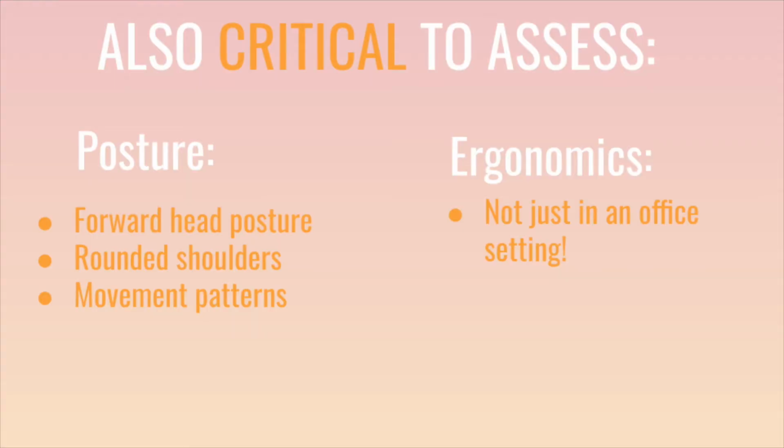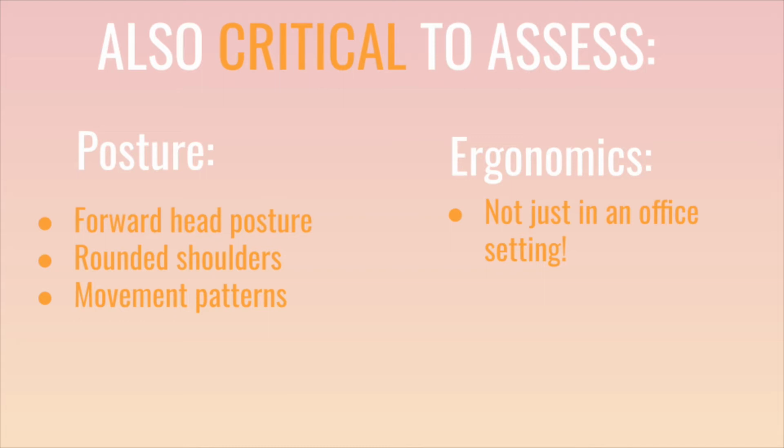Also really important to assess is posture, right? So take a look at what they look like when they come in. Do they have forward head posture? Do they have rounded shoulders? See how they look when they're walking, standing, sitting. If you can assess them in multiple positions, that helps. Take a look at movement patterns. Do a quick cervical range of motion screen. See if one side looks different than the other.